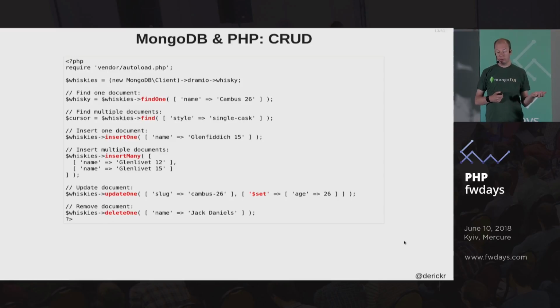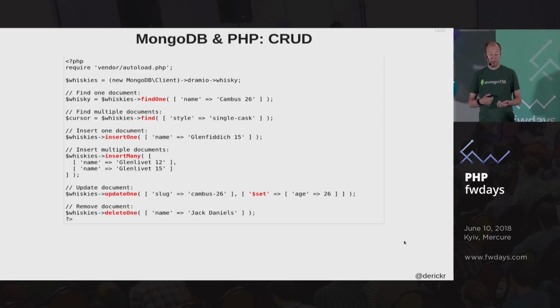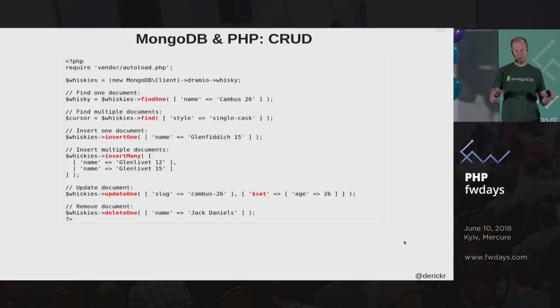So in the first one with insertOne, we're inserting one document where the name field is Glenfiddich 15, but because we don't specify an _id field, the driver will also automatically add that field for you because you haven't provided it. And then it will use this long number that is sort of a GUID, but also sort of not.